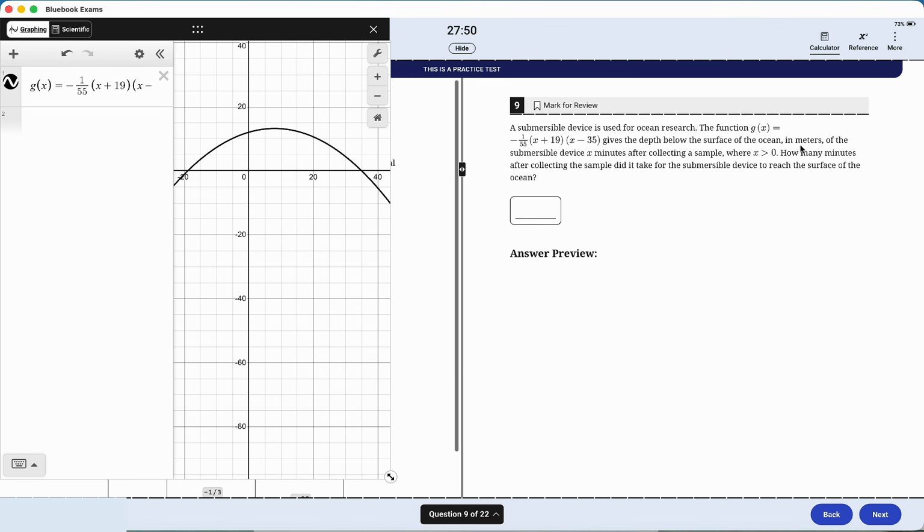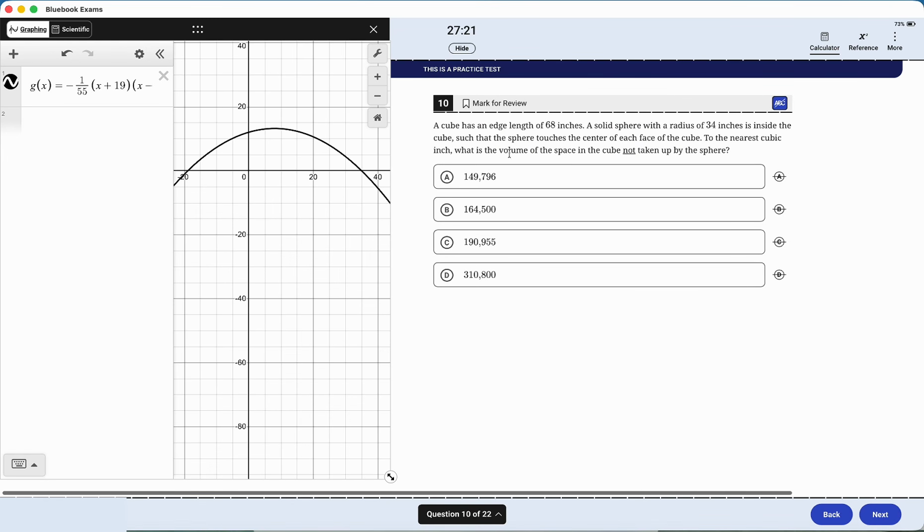So this question says, how many minutes after collecting the sample did it take for the submersible device to reach the surface? So reaching the surface in this case is, it goes underwater and then it's going to come back to the surface. So it's another way of saying when it hits the ground. You want to be able to read that question and be like, oh, this is a hits-the-ground question. So they want the x-intercept and then that's just 35. No math. You don't need to do anything. You just got to make those connections. So remember those three common quadratic questions that they'll ask.